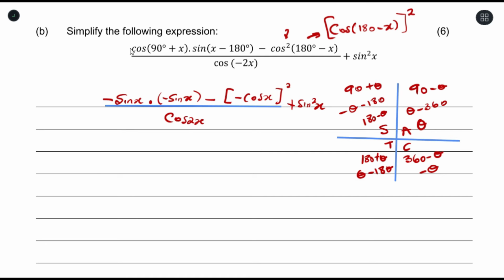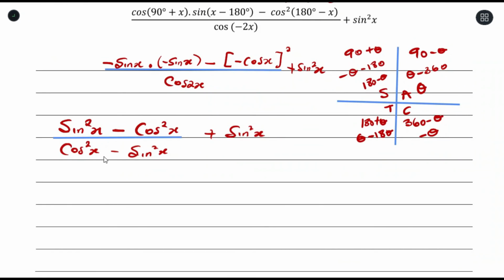So simplifying a little bit further, negative sine x times negative sine x will give you positive sine squared x, right? So this here can be written as sine squared x, okay, minus. And this is negative cos x. When you square it, it gives you positive cos squared x, right? So because there's also a negative here, this here is just going to be cos squared x. This here is over. Now cos 2x is a double angle identity for cos. We can write this as cos squared x minus sine squared x, right? And all this is that there.